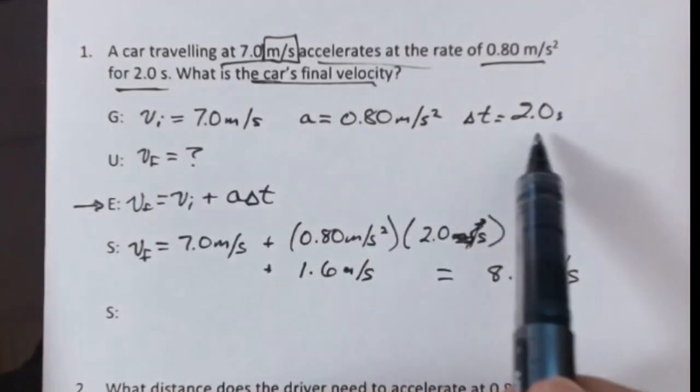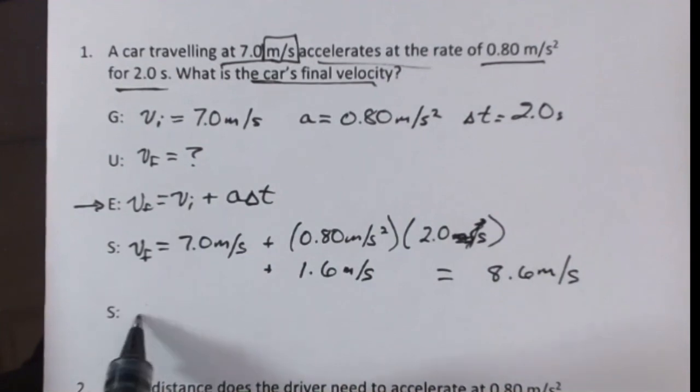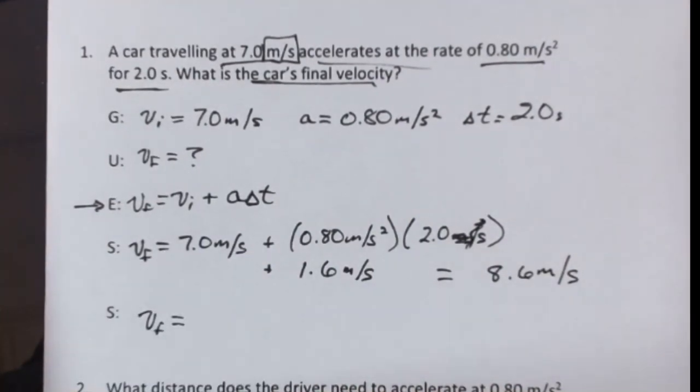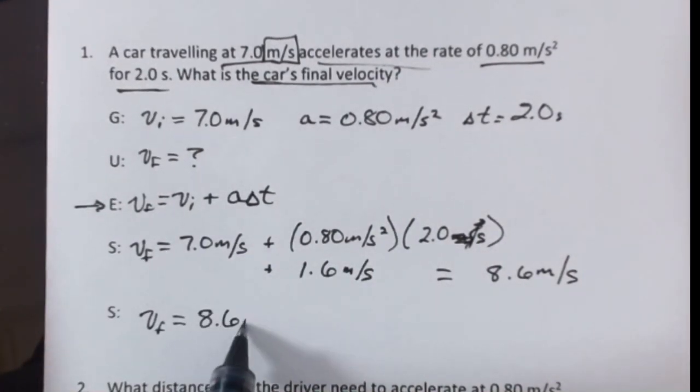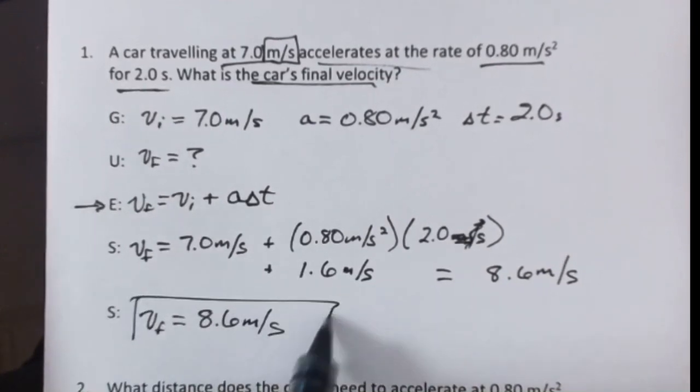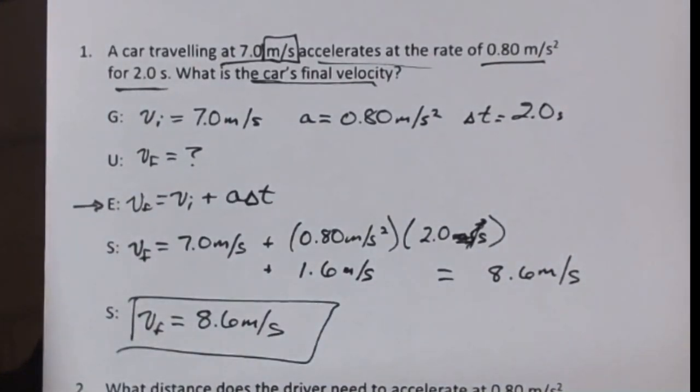That's our answer, but we want to put our solution separately, and we want to make sure that it's fancy for the dancy. So we've got 2 sig figs all the way across, so our answer should have 2 sig figs. Final velocity equals 8.6 meters per second. Make sure that makes sense with the rest of the problem, and box in our answer, and we're done.